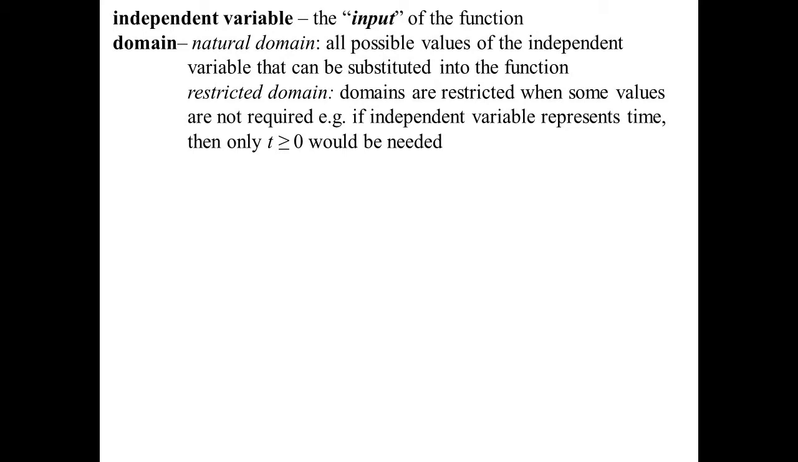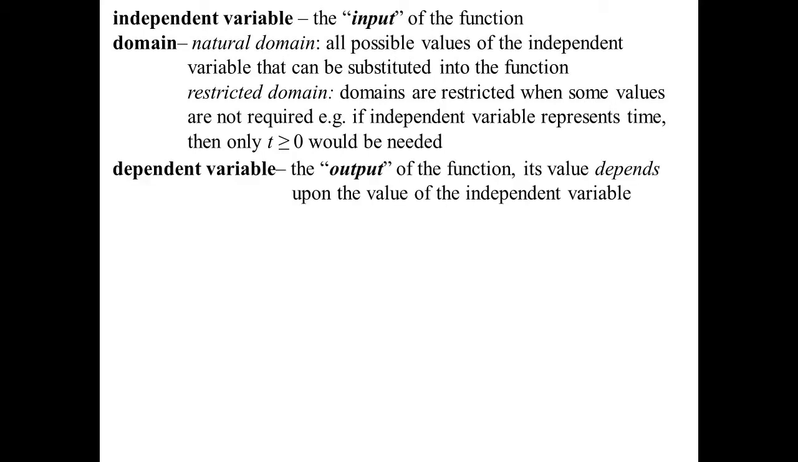Now, restricted domain, sometimes we have to restrict the domain in order to get a function. Also, domains are restricted because some values are not required. If I look at my hyperbola over here, y equals 1 on x, x equals 0 is not required. It won't map. We can't substitute in 0 and get an answer. So sometimes our domain's not anything you like. It's restricted. It has some sort of restriction on it. What's the example I put there? If the independent variable represented time, then we'd only have t is greater than or equal to 0. Unless you believe in time travel, I suppose.